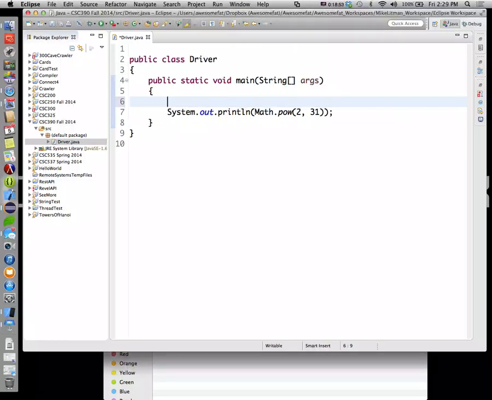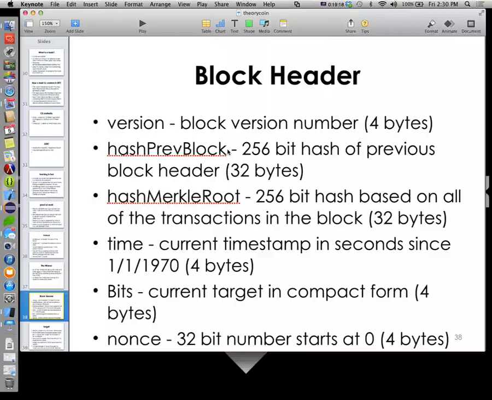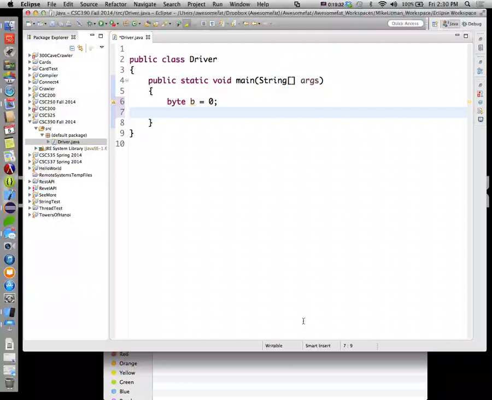Let's do this at a little bit smaller scale. Let's use a byte. So byte b will start off at 0. And what's the biggest value we can store in a byte? Plus or minus 2 to the what? 7. Because one of the bits is used for the sign, for positive and negative numbers. To be honest, I'm not certain whether this nonce is a signed or an unsigned number. Doesn't really matter for right now. Let's just assume it's a signed number, which means it can be positive and negative. But we're going to start at 0.